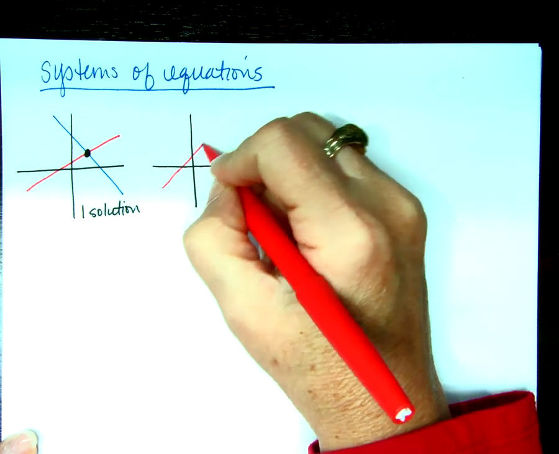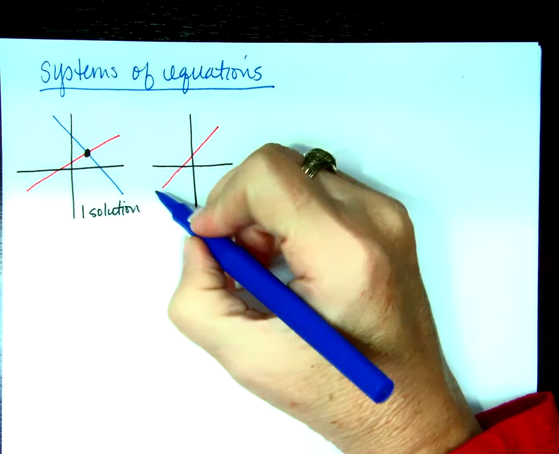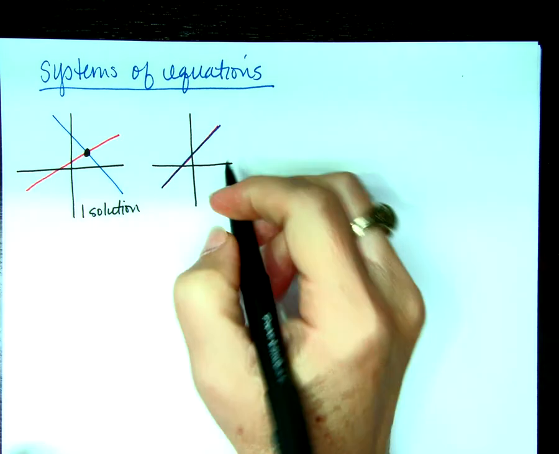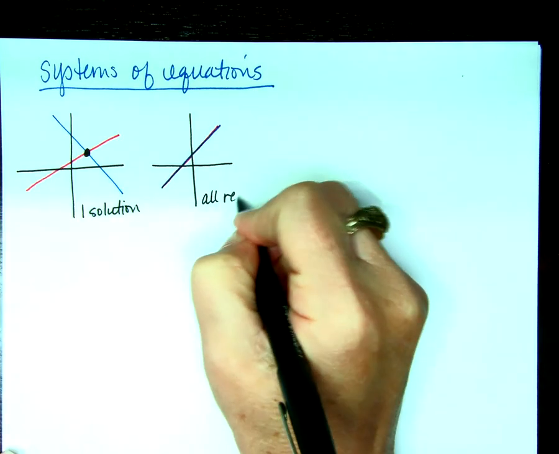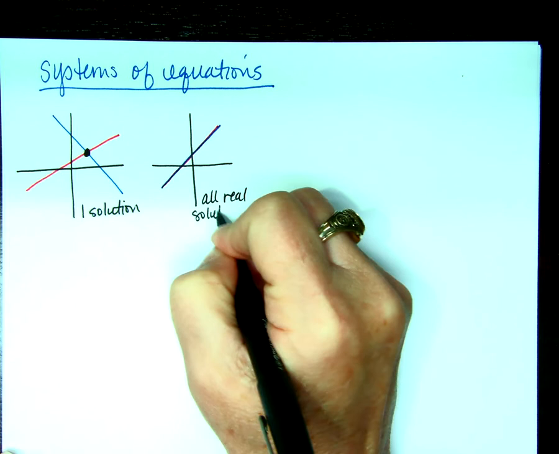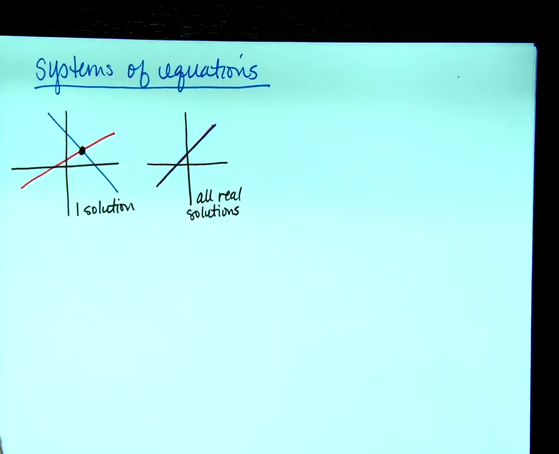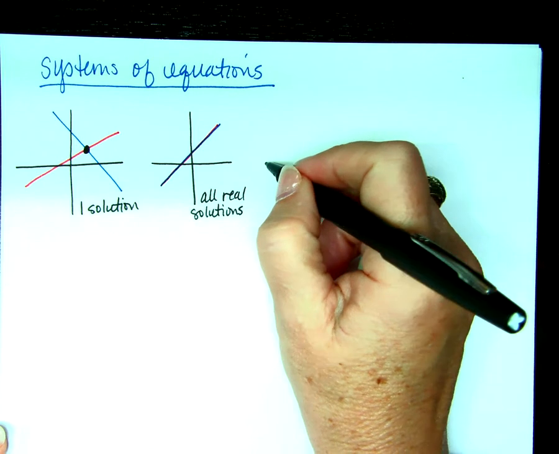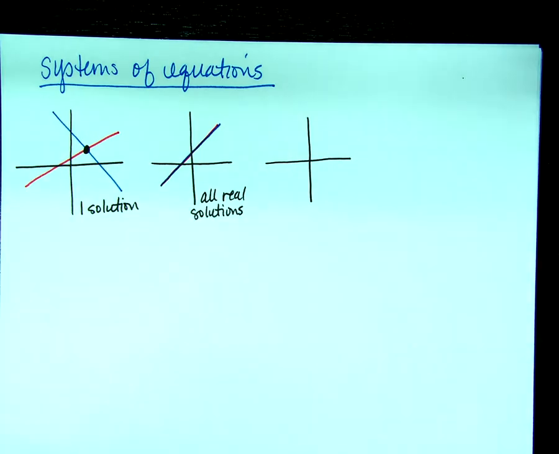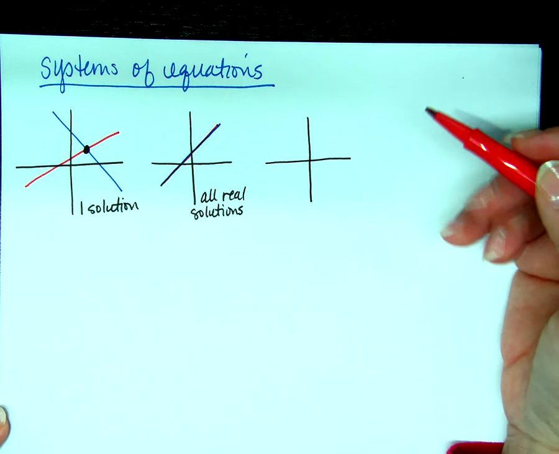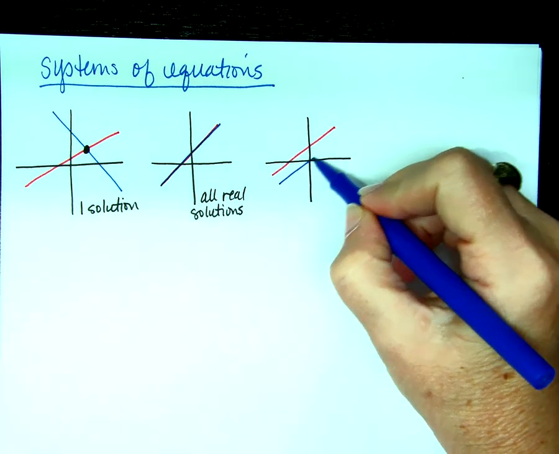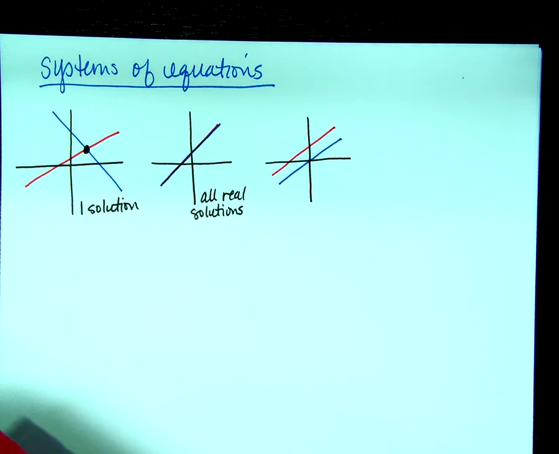Okay, so all of them, right? If that was the first line and that was the second line, that's all real solutions, right? You remember that? Are those the only 2 possibilities? Then what's another possibility? No solution? What would no solution look like? So they are parallel, absolutely. Okay? That is no solution.